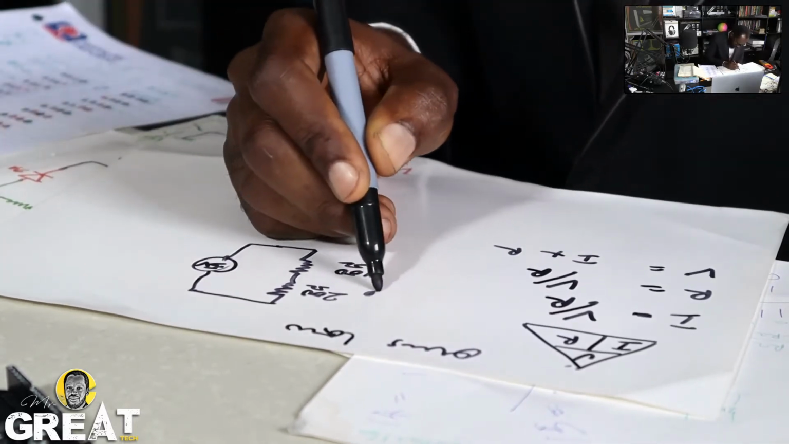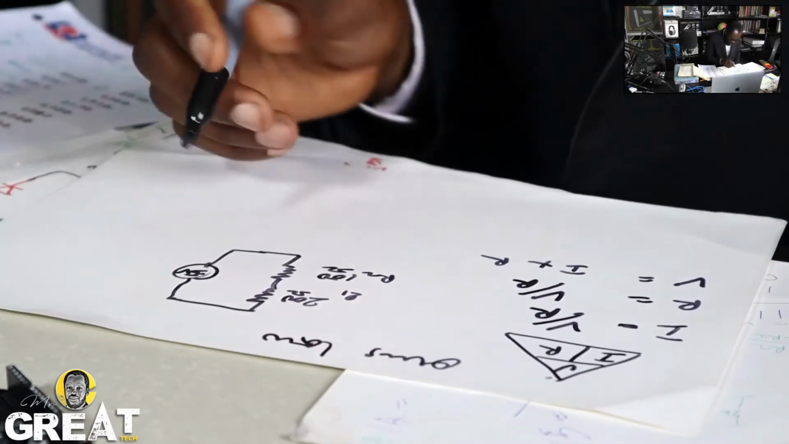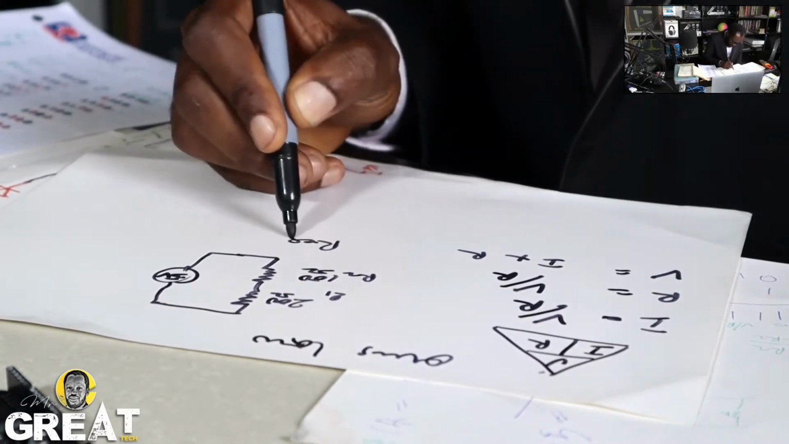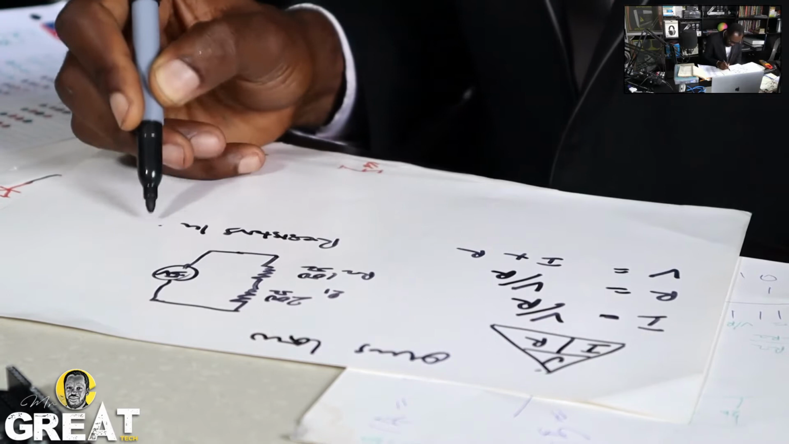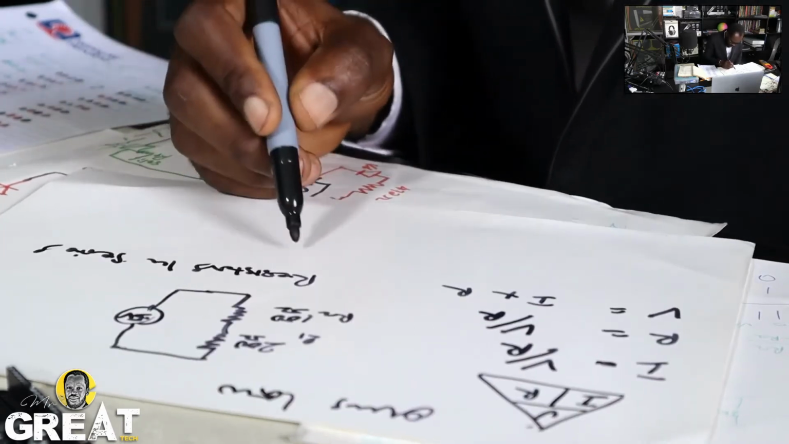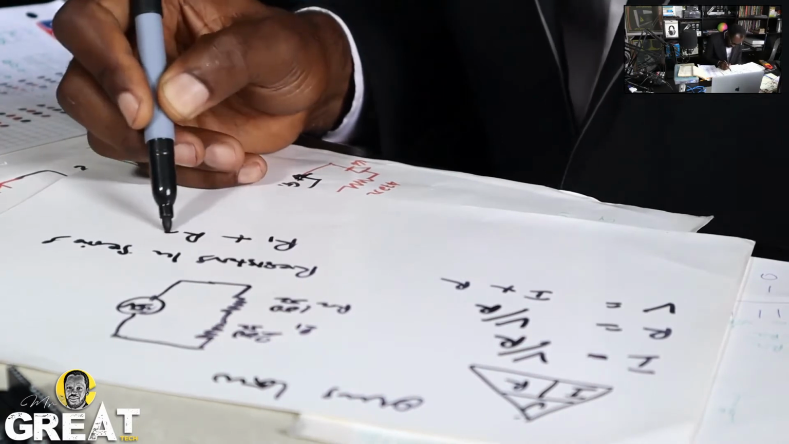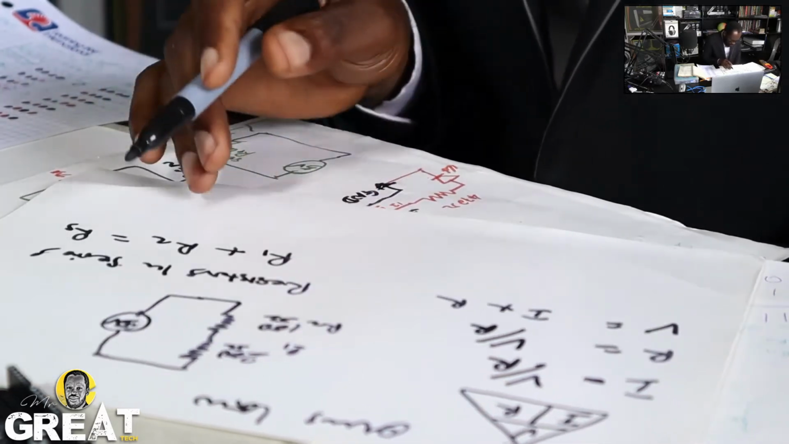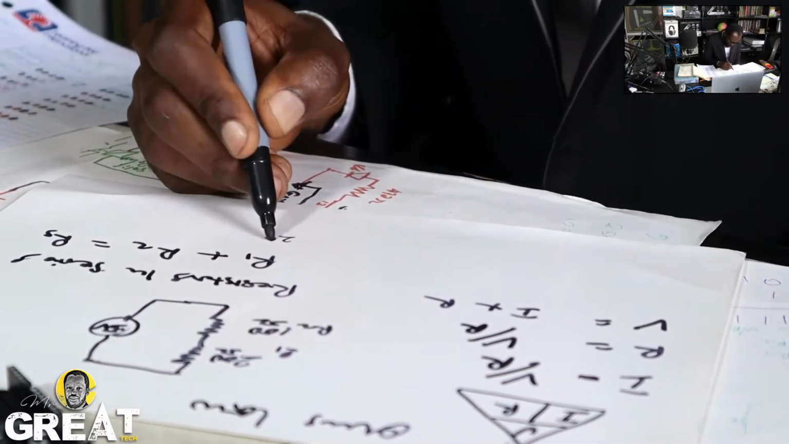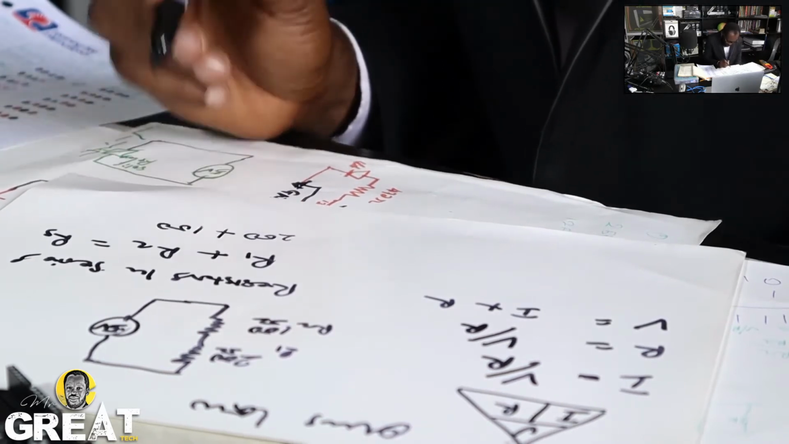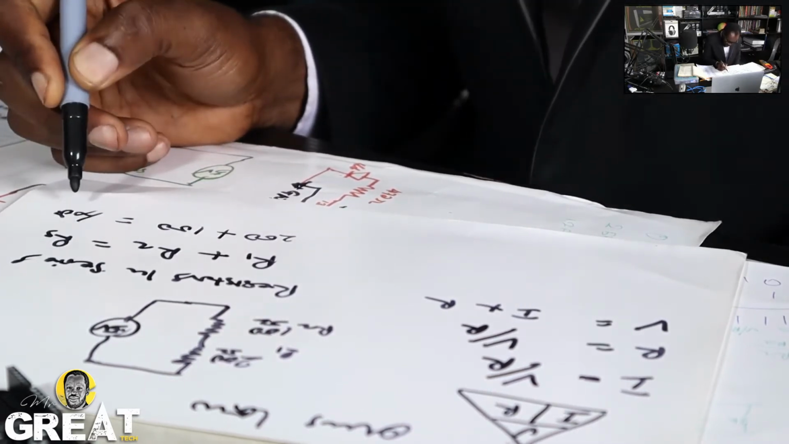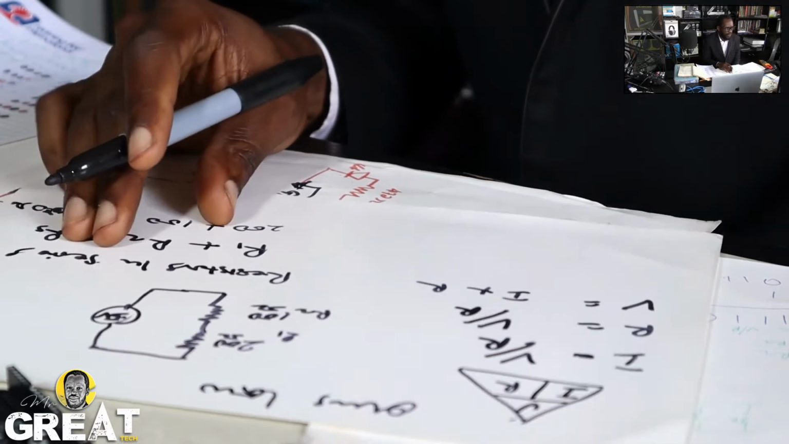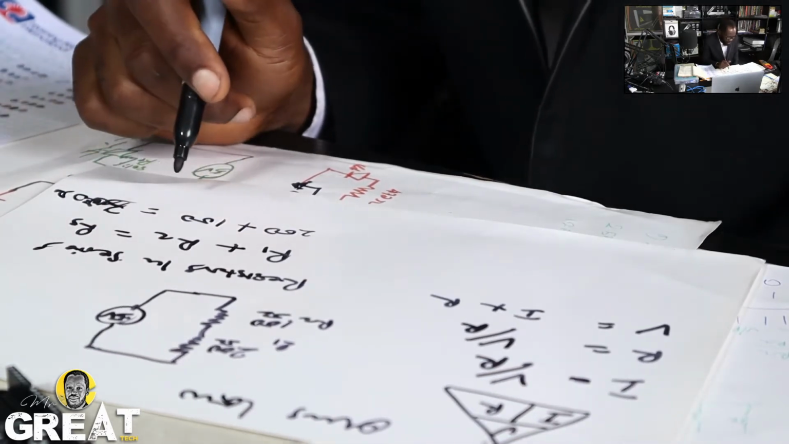This is R1, this is R2. So the summation of the resistance for resistors in series is R1 plus R2 equals RS. So you have 200 plus 100, you have 300 ohms. Very simple. That's how to get it.